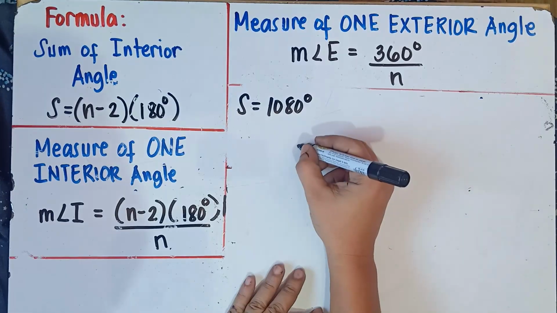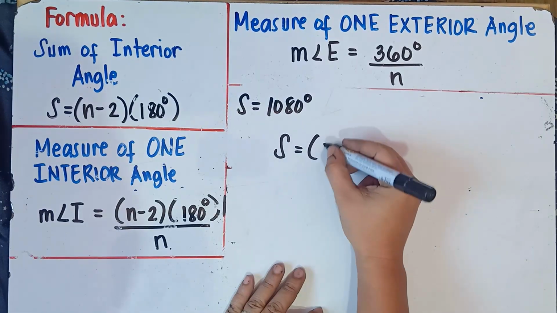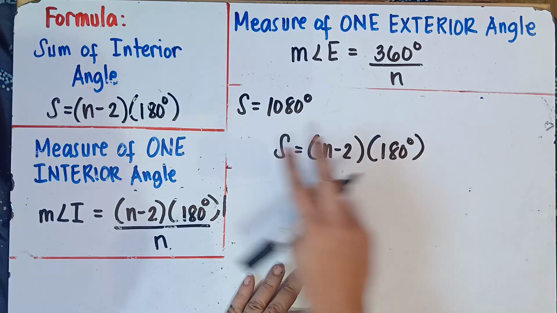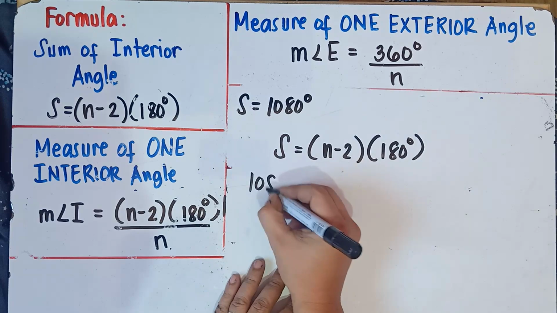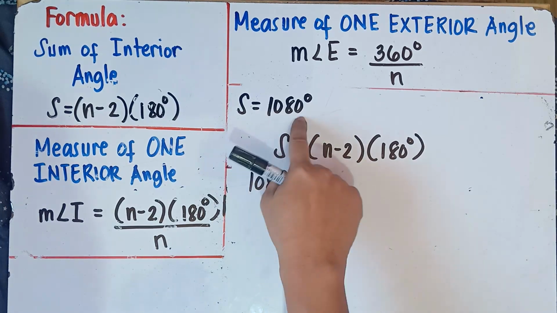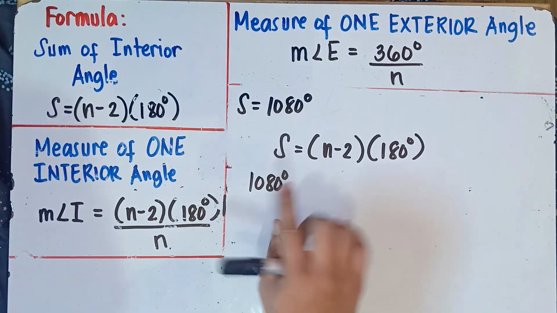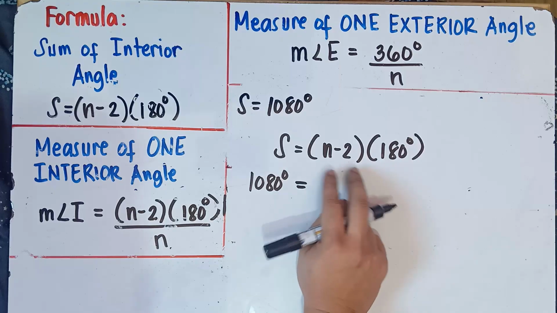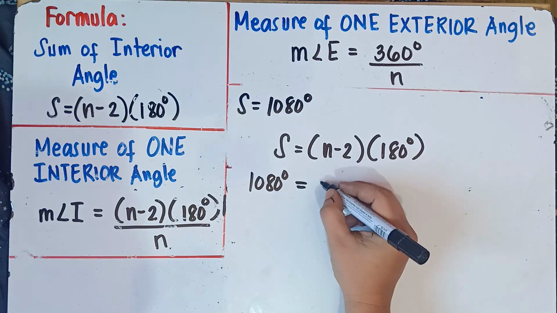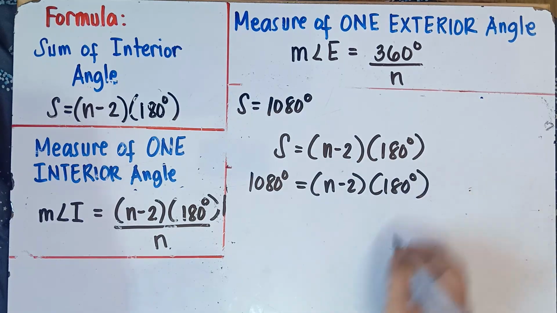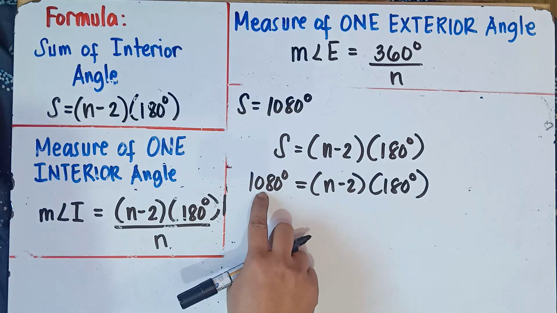So once again, our given sum is equal to 1080 degrees. We will be using this formula for us to find the sides. So the sum is equal to n minus 2 times 180 degrees. Simply substitute the value of the sum, that would be 1080 degrees. So 1080 degrees equals, we're told to find n. We don't have the value of n, class. So simply copy this one, n minus 2 times 180 degrees.